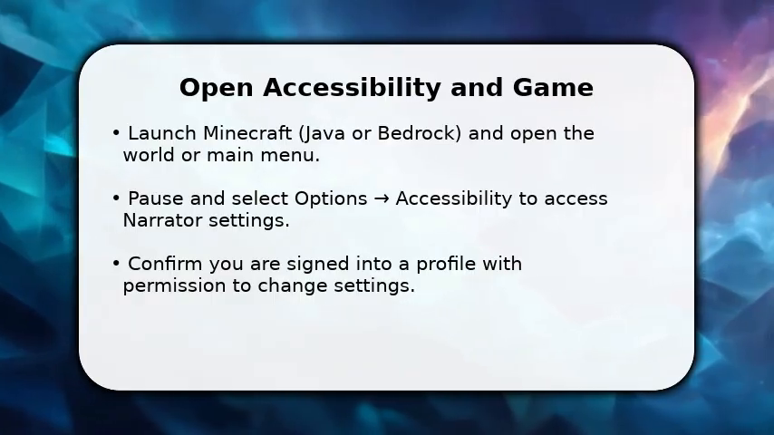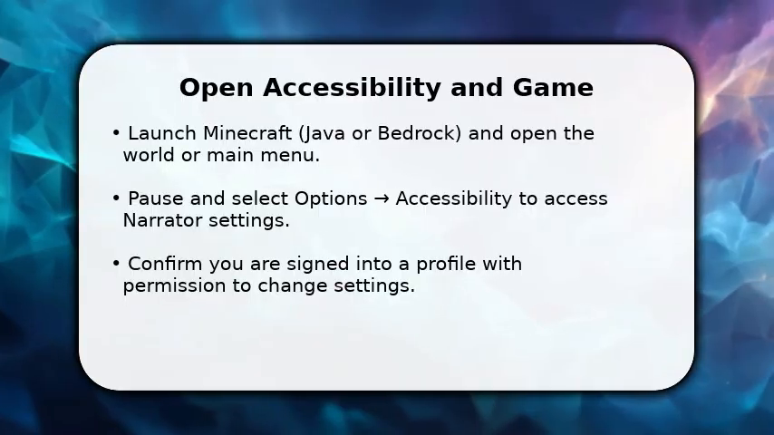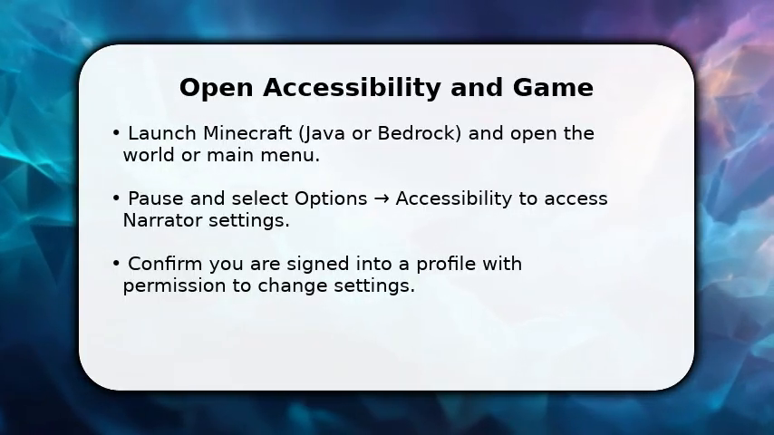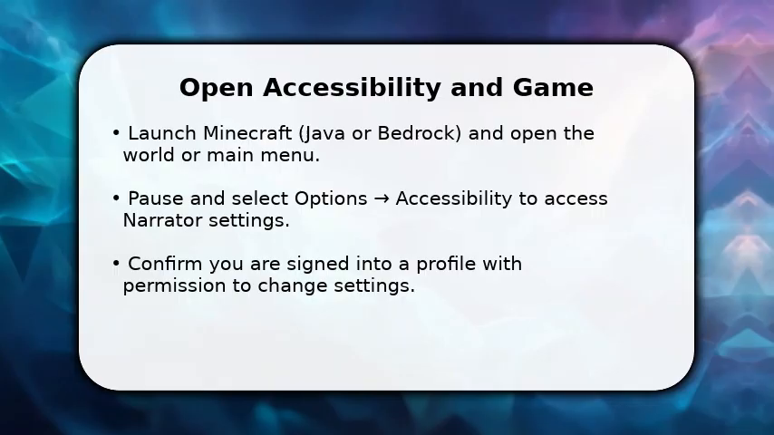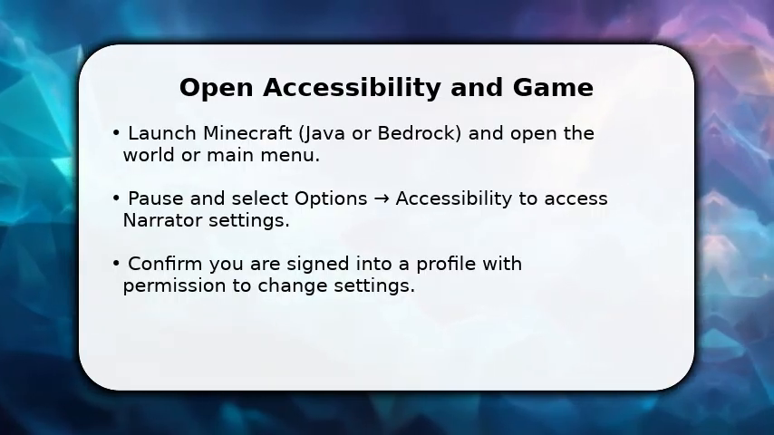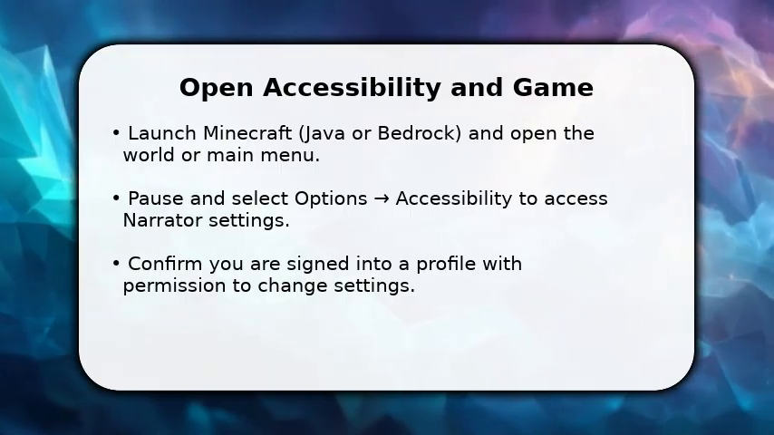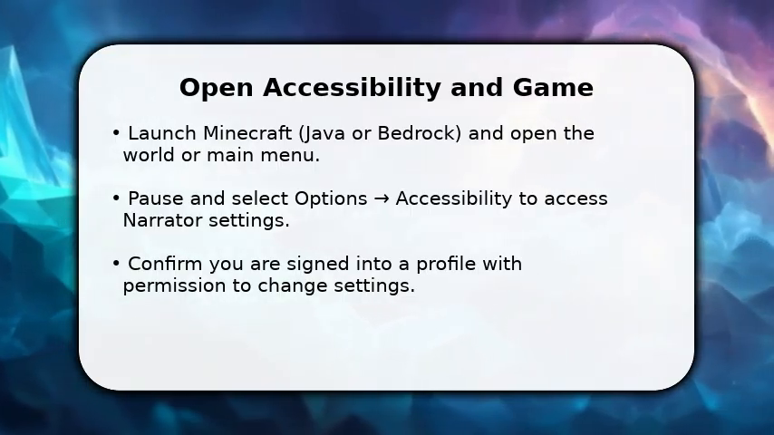You start inside the game, open the Options menu, and go straight to Accessibility. This is the only built-in control that triggers text-to-speech in Minecraft. Once you're in Accessibility, locate the narrator toggle and the chat narration control.